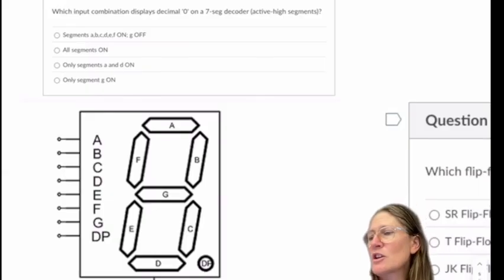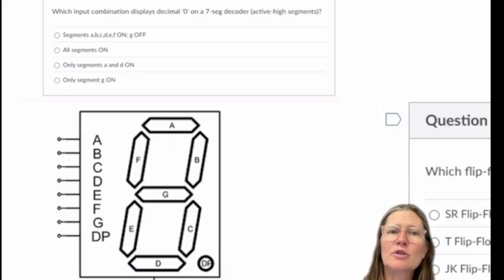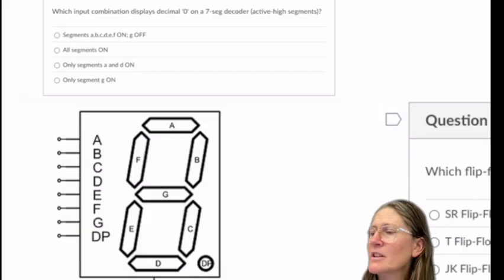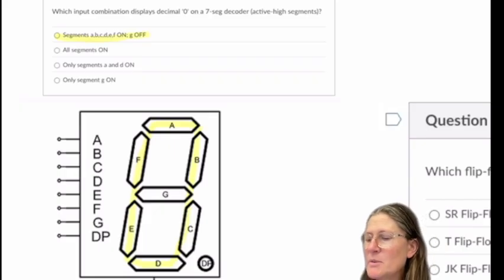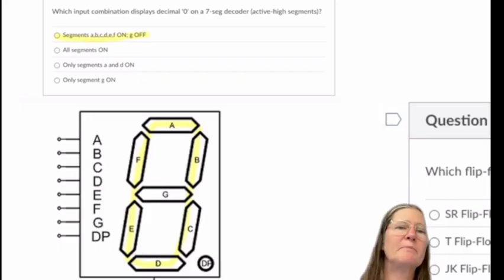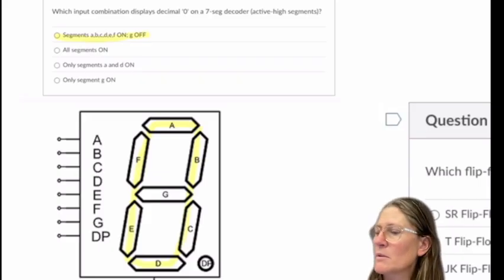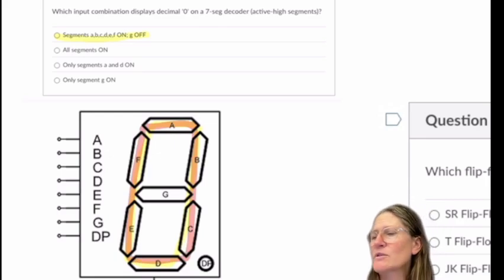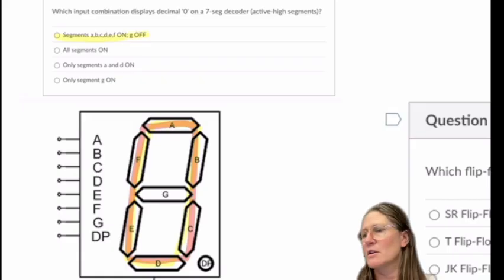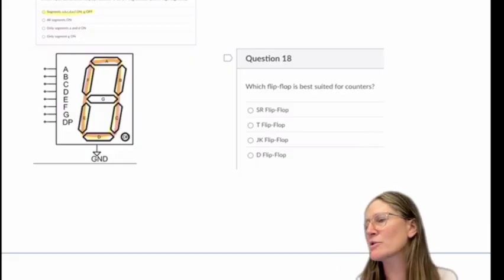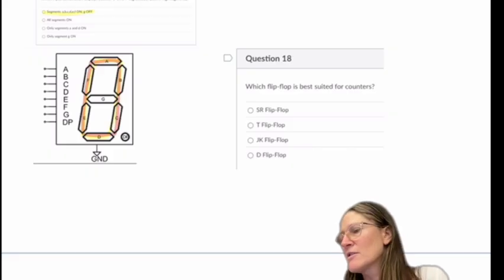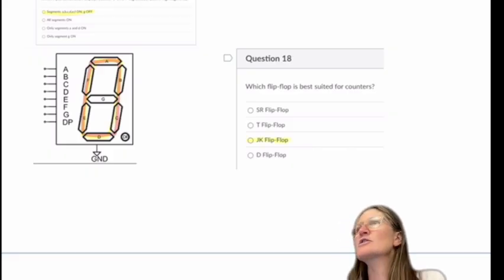Which combination on the 7-segment decoder, meaning it's an active high, will turn this into a 0? Correct. We need to have A, F, E, B, C, D, everything except for G to give you the 0. This one. So that would give you a 0. Which flip-flop is best suited for counters? The JK, yeah. Correct, the JK flip-flops.